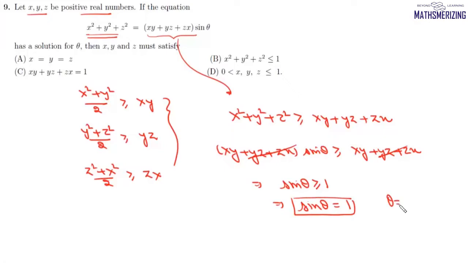So that means this θ should be nπ + (-1)^n π/2. Now if sin θ is 1, we'll have this equality sign here. And if we have this equality sign, that means AM is equal to GM. And AM will be equal to GM if and only if the numbers are the same. This equation is possible if and only if x = y = z, and that's your option A.